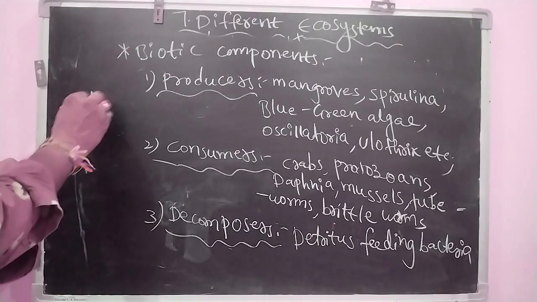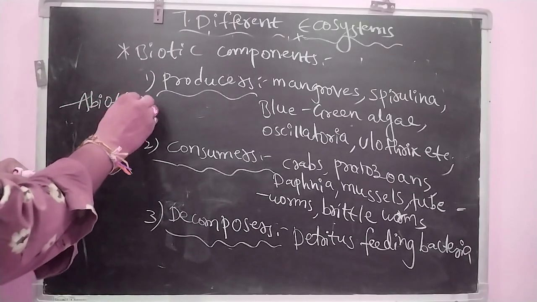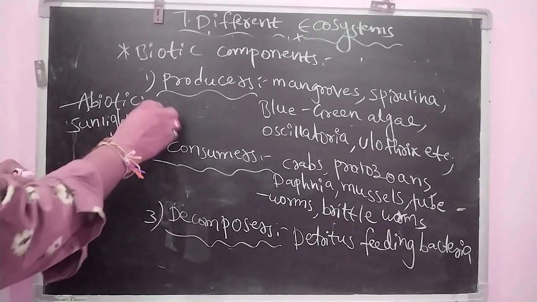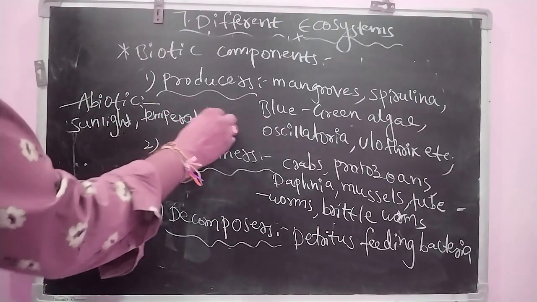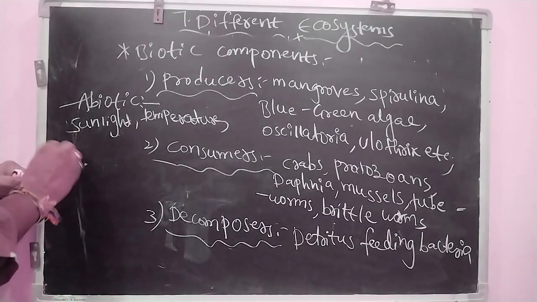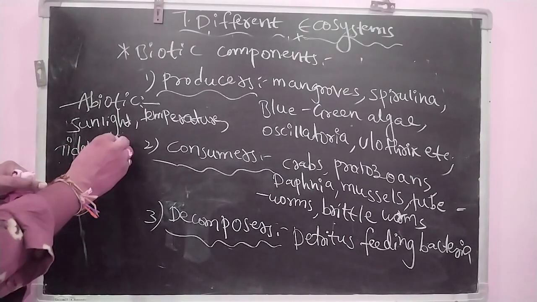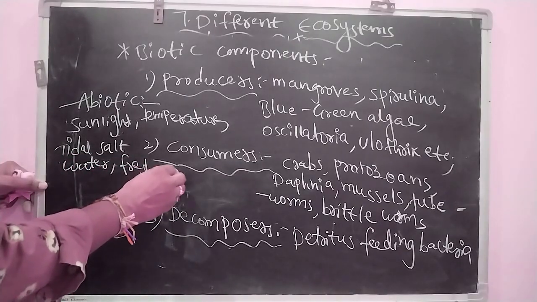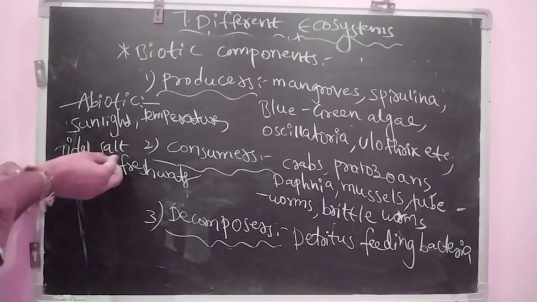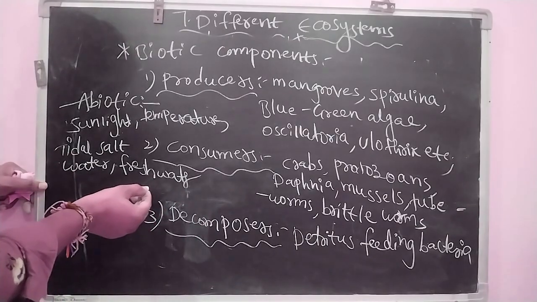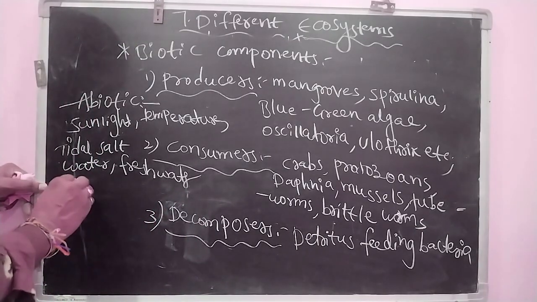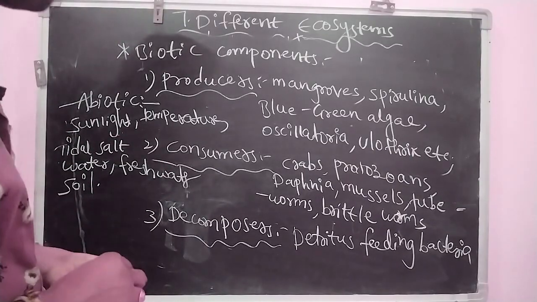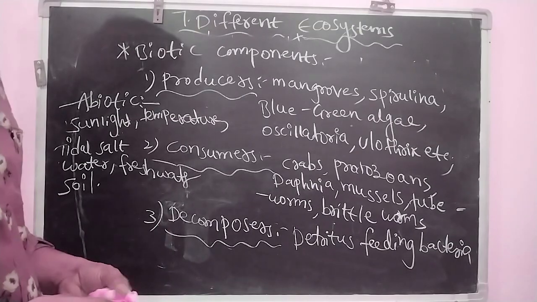What about abiotic components in the mangrove ecosystem? The abiotic components are sunlight, temperature, tidal salt water, and fresh water. Sunlight, temperature, tidal salt water, fresh water. So these come under abiotic components. Of course, soil as well. Okay, so this is about the mangrove ecosystem. In the next class we will discuss another topic.